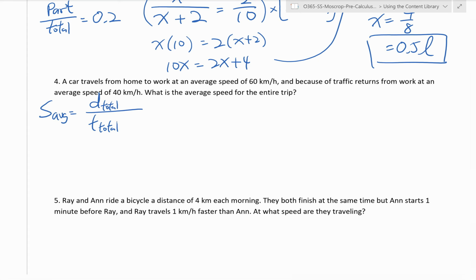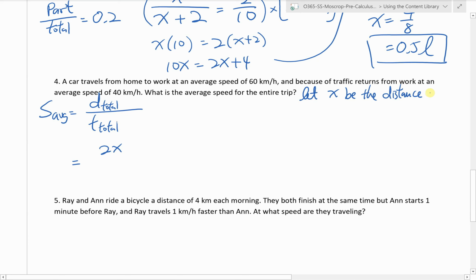So what I'm going to say is, because we don't know the distance, I'm just going to say each way the distance is x. Okay, therefore the total distance is going to be 2x. So I'm going to say right here, let x be the distance from home to work. Okay, so one-way distance. So total will be 2x.